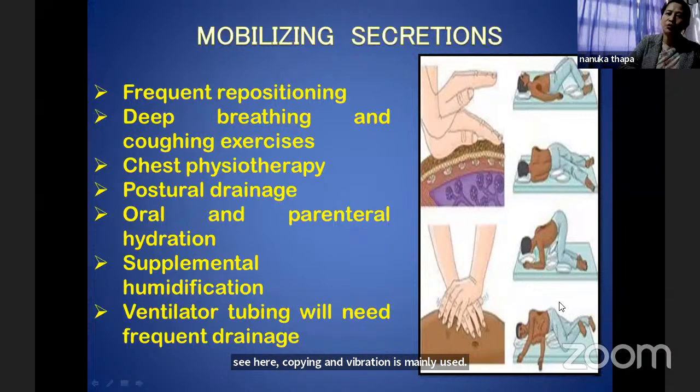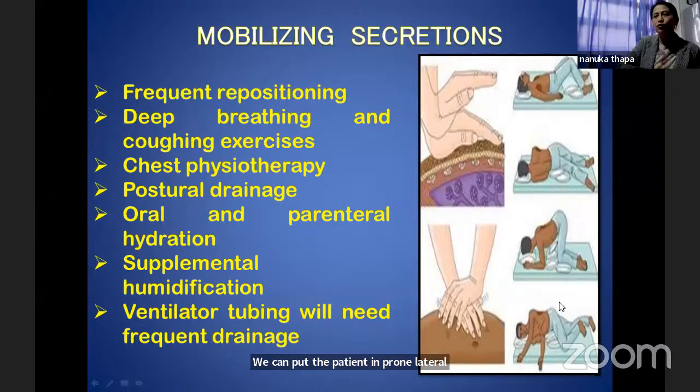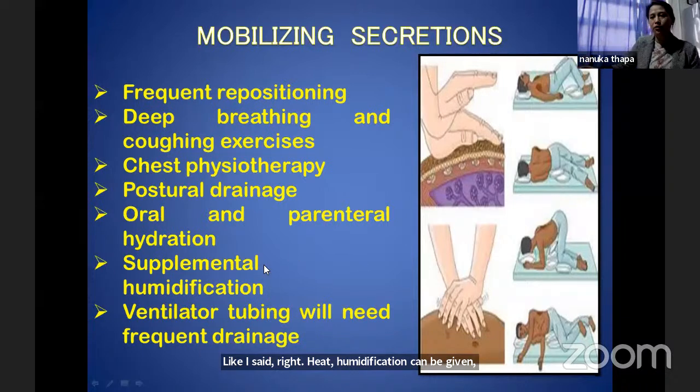We can put the patient in prone, lateral position, okay? Right lateral, left lateral position too, and also Fowler's position to maintain the airway and to provide drainage of the secretion, okay? Then oral and parenteral hydration. So we can give orally also and parenterally also. We can give supplemental humidification, like I've said, right? Heat humidification can be given. And even nebulization also acts as a humidification, okay?